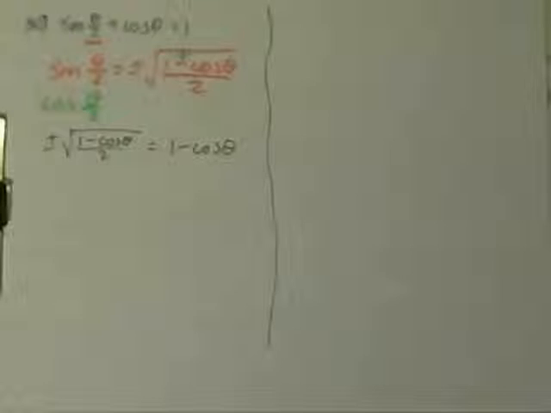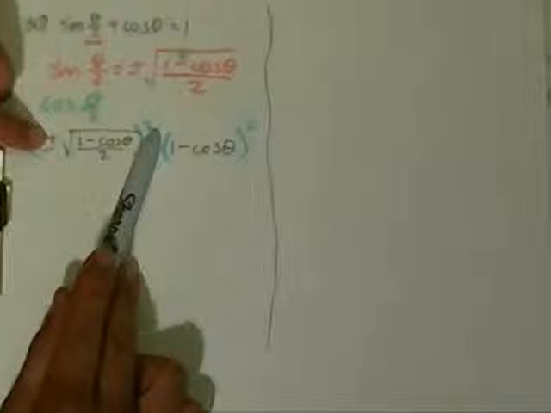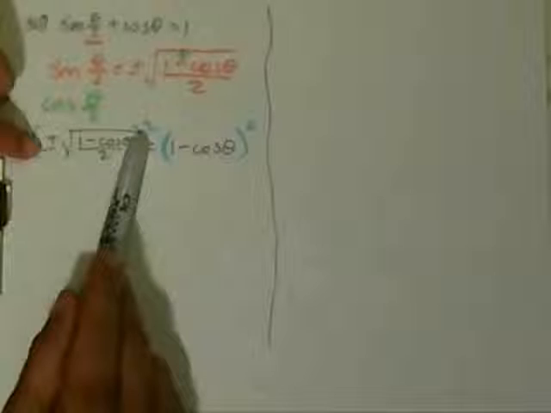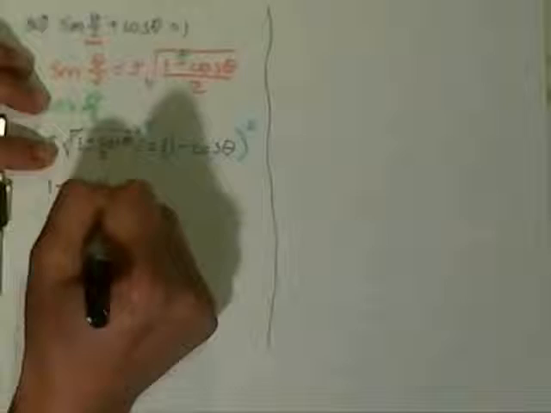I'm going to square the left side, square the right side. If it's positive and you square it, it becomes positive. If it's negative and I square it, it becomes positive. So when I square the side, the plus or minus cancels away. It magically disappears. So you end up with, the square root's inverse operation, 1 minus cosine of the angle divided by 2.